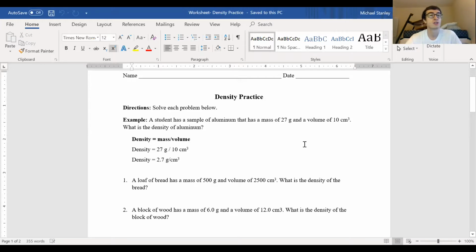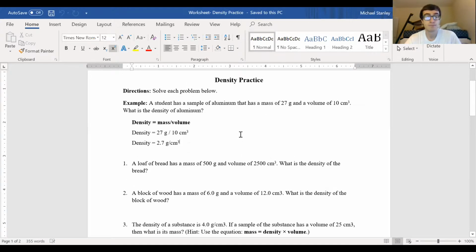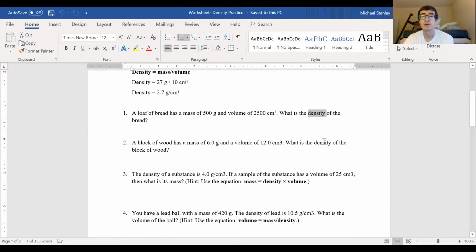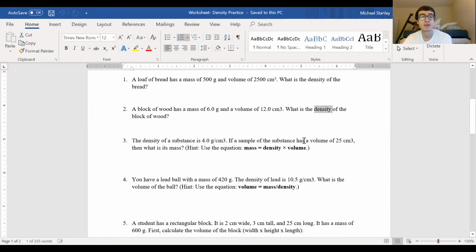So that's essentially what you'll be doing for every single one of these questions. You'll figure out what is the mass, what is the volume, and then do mass divided by volume in order to figure out the density. Make sure you pay attention to what the question is asking for, because they won't always ask you to calculate density. So number 1 and number 2 ask for density, but then number 3 wants to know the mass of an object given its density and volume.